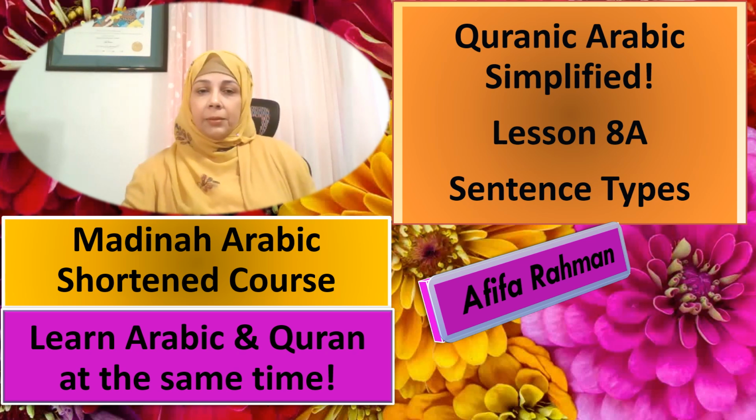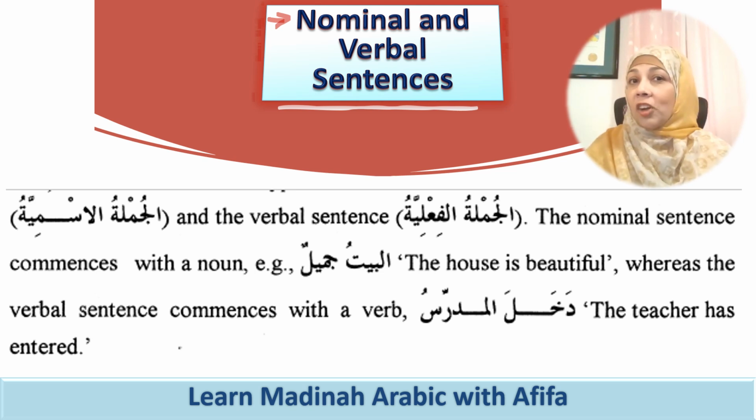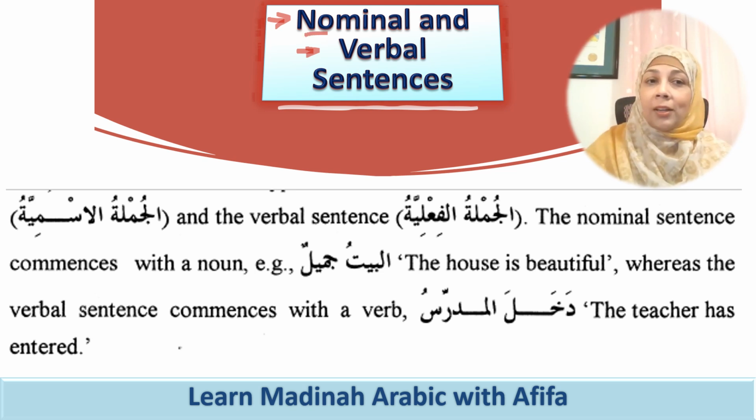Bismillahir Rahmanir Rahim. In Arabic, there are two types of sentences. The first is called nominal sentence, which just means that it starts with a noun. And we have verbal sentences, which means the sentence starts with a verb. So in Arabic, the nominal sentence is called al-jumlatul ismiyatu. So al-jumlatu means sentence and al-ismiyatu means nominal, means it starts with a noun.